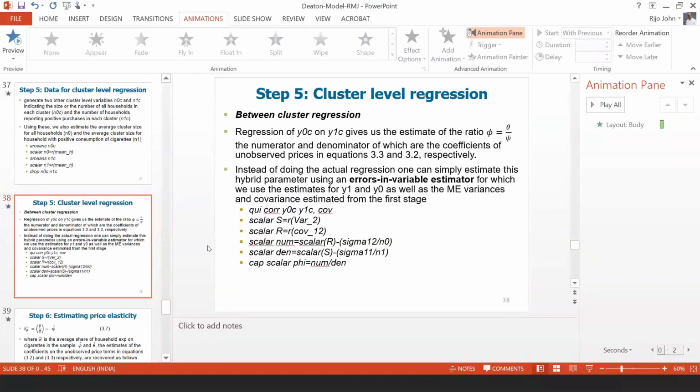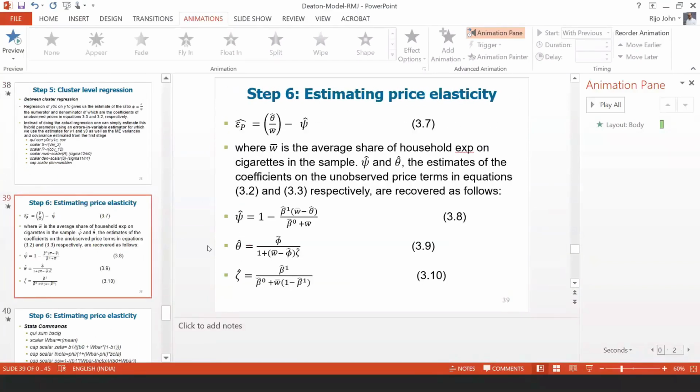So basically these different steps are essentially defining that hybrid parameter phi in the end. We first correlate y0c and y1c, find the covariance, and then the scalars s and r are defined. Numerator and denominator for that phi variable are defined, and then phi is generated as a scalar equal to numerator by denominator, which are already defined in the steps above. Okay, I hope you understood it so far. What remains is simply translating these equations into Stata code.